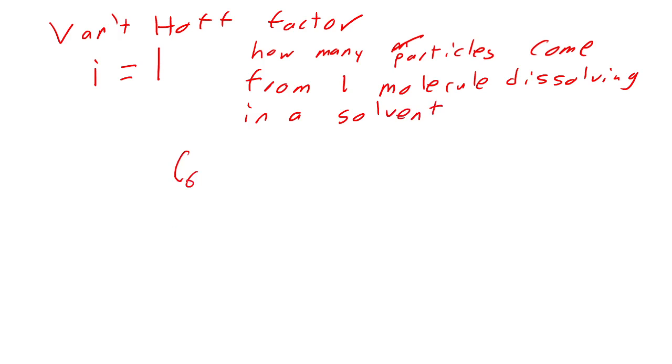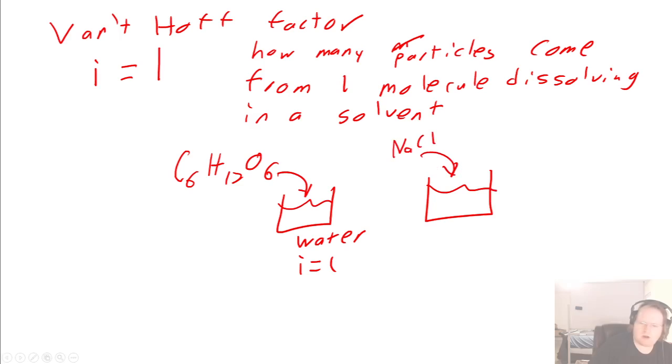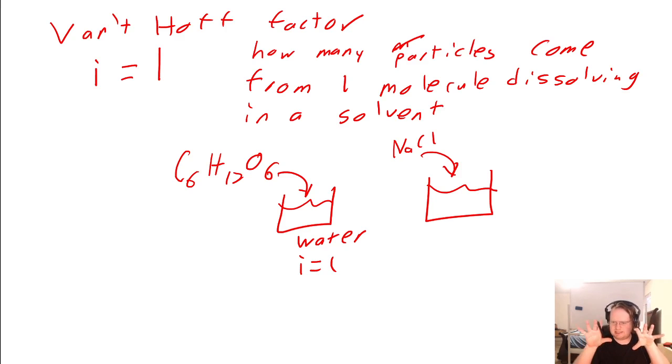So for example, I have a sugar, C6H12O6. I add it to some water. It stays C6H12O6. I equals 1. But, like we learned in 1211, let's say instead we add some NaCl. Does it stay NaCl when we put it in water? Well, no. We know that, right? It turns into Na plus and Cl minus. So each one NaCl becomes 2 separate particles, an Na plus and a Cl minus. So we say here, I equals 2.